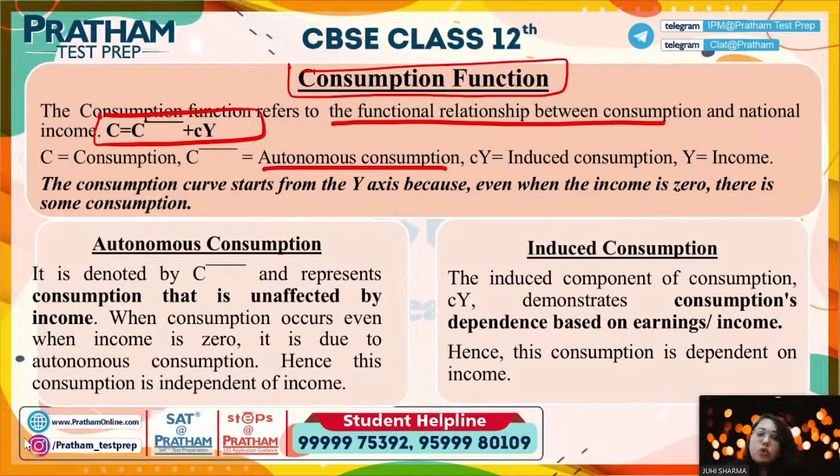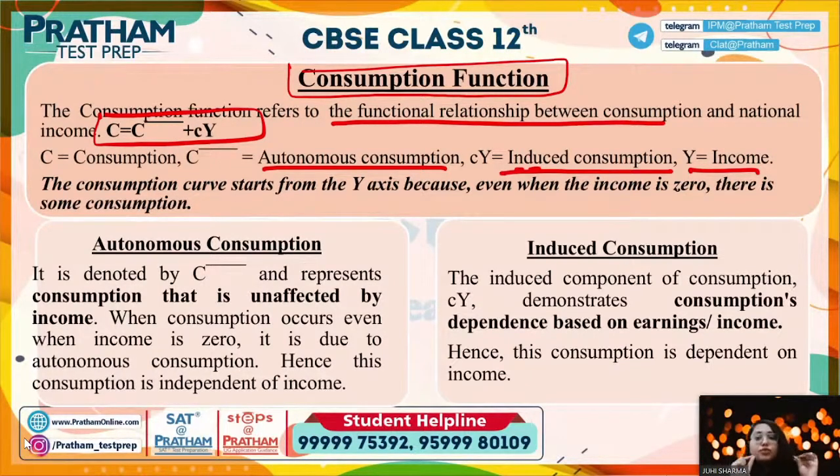Now, what is this autonomous consumption? Autonomous consumption is that even if the income is zero, there will be some sort of consumption. अगर कोई बंदा कुछ भी अर्न नहीं कर रहा है, स्टिल उसका जो डेली नीड्स है, एज इन जो उसके 2 meals of the day है, वो तो वो कंज्यूम करेगा ही. So that sort of consumption is known as autonomous consumption, right? And CY is actually the induced consumption and Y is the income, right? So consumption function is actually the relationship between consumption and the income. So जैसे income है उसके हिसाब से what is the consumption and everything, right?